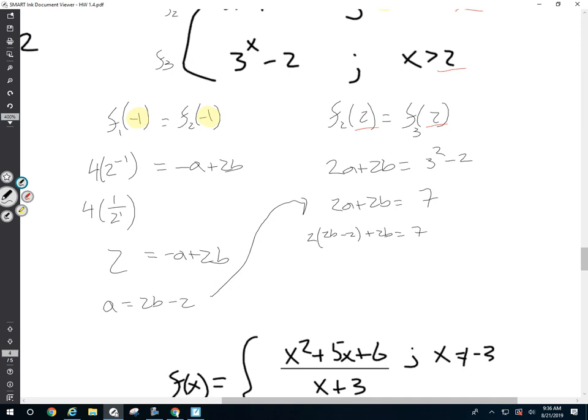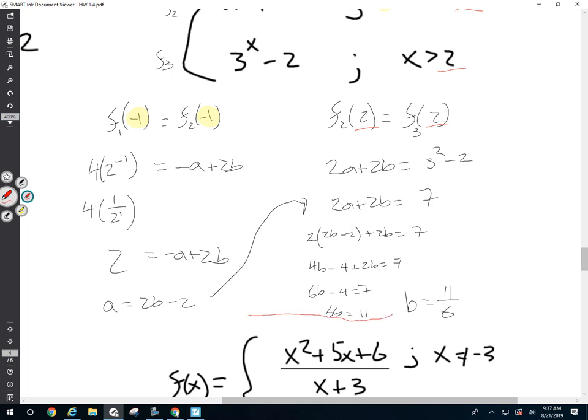I think now I'm going to deal with some fractions. Let's see. 4b minus 4 plus 2b equals 7. 6b minus 4 equals 7. Add 4, 6b equals 11. Divide by 6, b is equal to 11 sixths. Once I have what b is equal to, I can solve for a. We need to be comfortable with fractions. We already have a solved for.